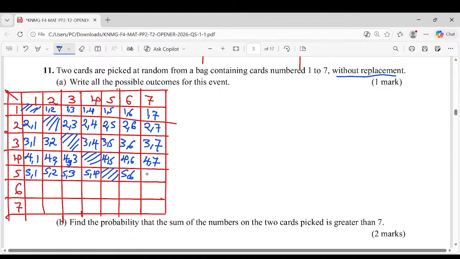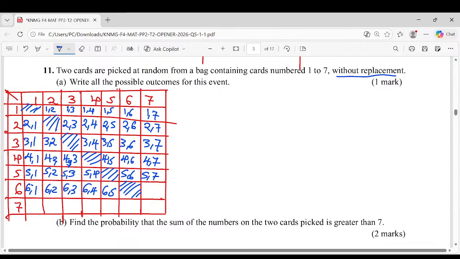Then 5,7. Then this will be 6,1; 6,2; 6,3; 6,4; 6,5. You cannot pick a 6 because it has already been picked. Therefore, this one here is not used.